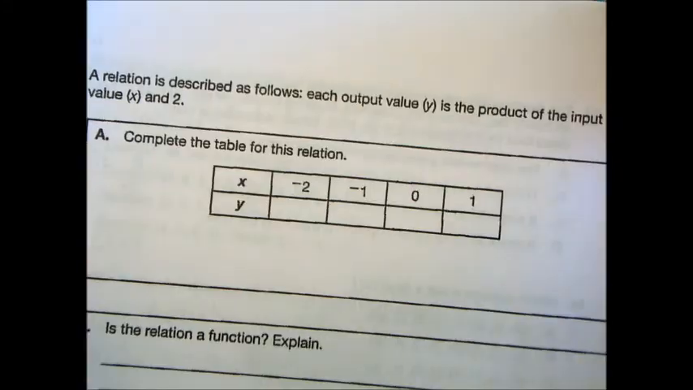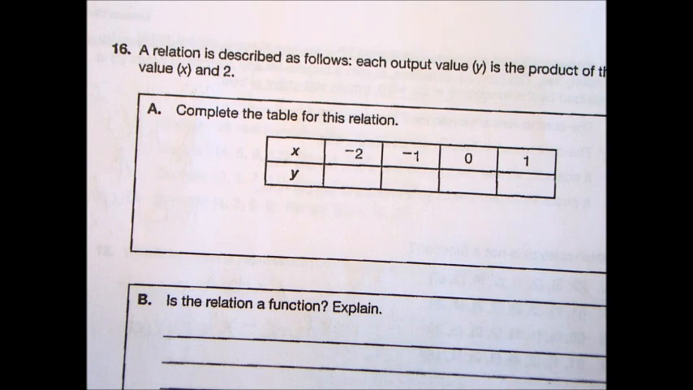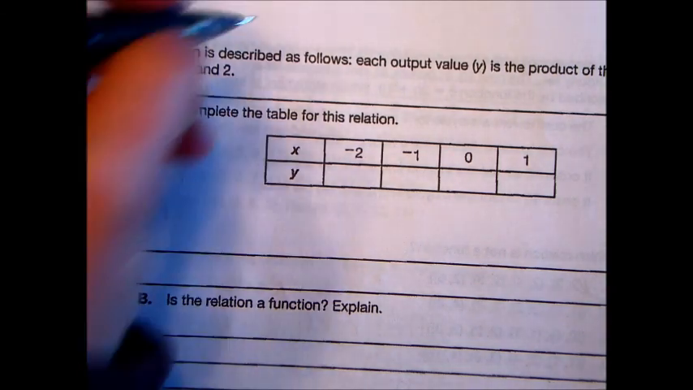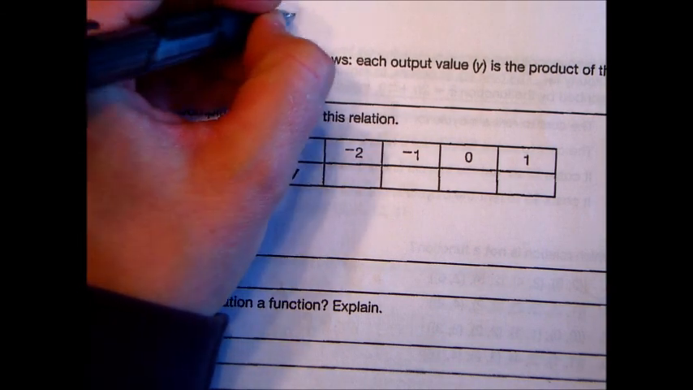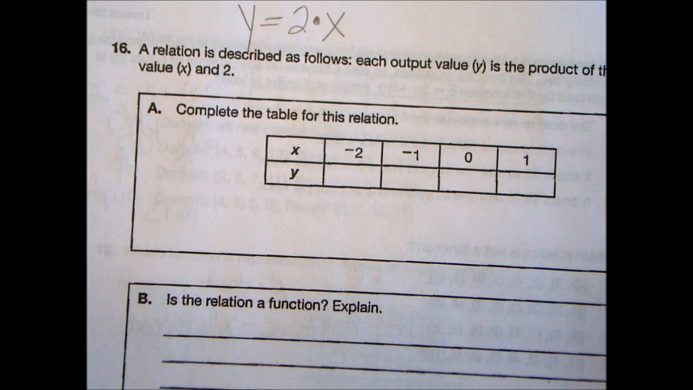All right. This is kind of a nice problem if I remember properly. It says the relation is described as follows. Each output value is the product of the input value x times 2. So it's literally like y equals 2 times x, because the output y is the product of 2 and the x value. So y equals 2x. Complete the table.